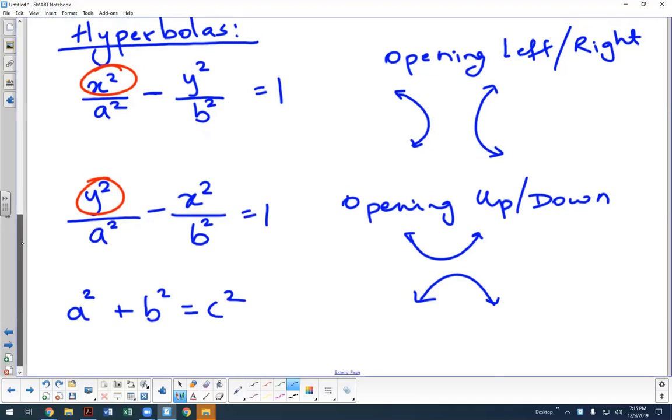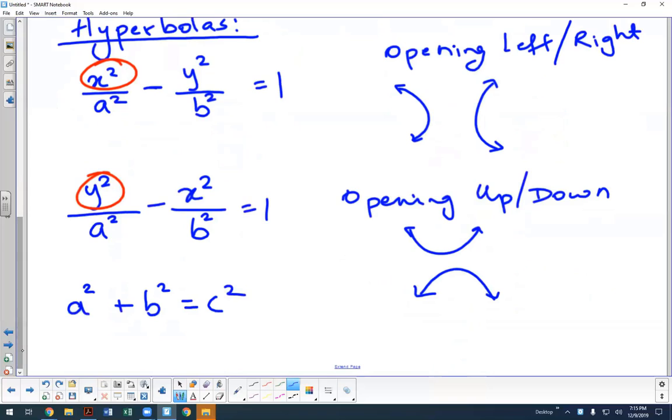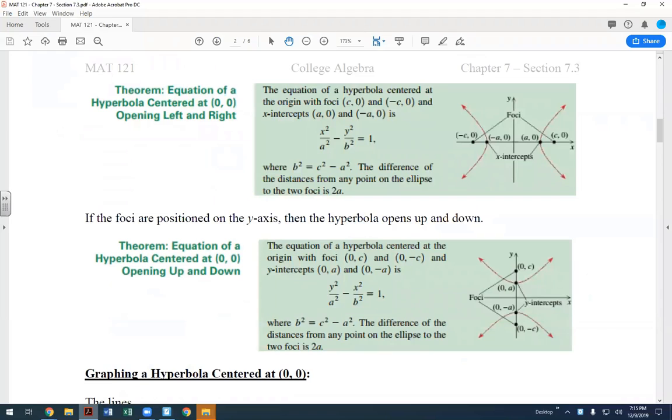So the big difference you should see is how we're defining A, B, and C for ellipses, which is A squared equals B squared plus C squared, whereas for hyperbolas, it's like a Pythagorean theorem, A squared plus B squared equals C squared. So getting this differentiation is going to be a very big part of recognizing, do you have an ellipse, do you have a hyperbola, and how they're open.